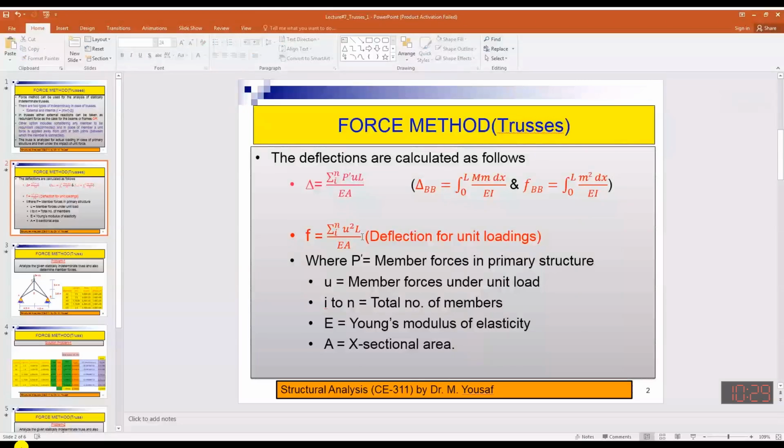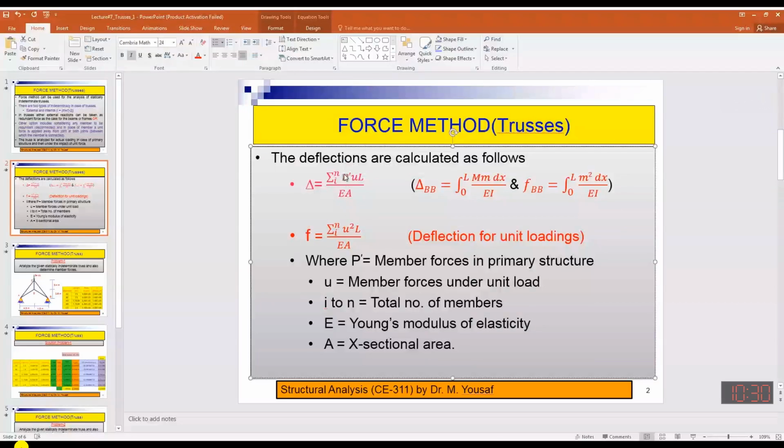So this is the deflection due to actual loading in the primary structure. This is for the primary structure. Now this says F is the flexibility. So what will we do? This is the applied loading. If the applied load is a unit force, then I will replace P dash by U, the unit force.